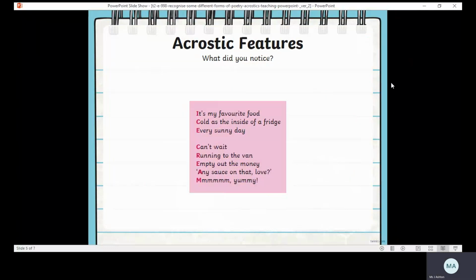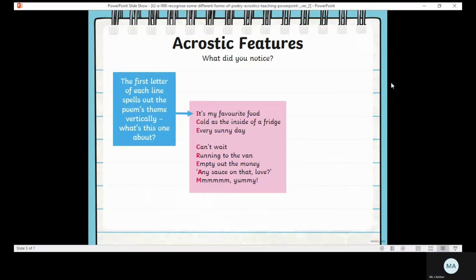So let's have a look at the features of those poems. What did we notice? We notice that the first letter of each line spells out the poem's theme vertically, which means going from the top to the bottom. So this one is about ice cream, isn't it?